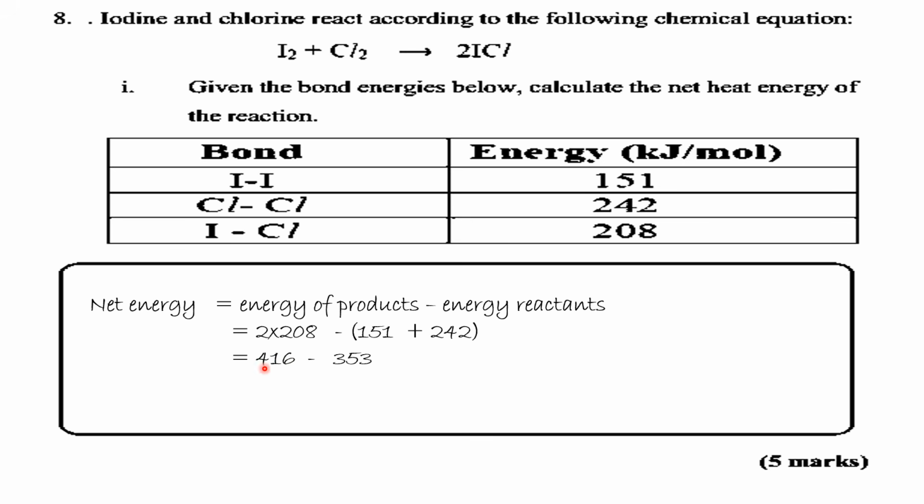Simplifying and subtracting will give us the net energy of 23 kilojoules per mole. The sign in front of the answer here indicates that this reaction is endothermic. Remember that in an endothermic reaction, the enthalpy change is positive.